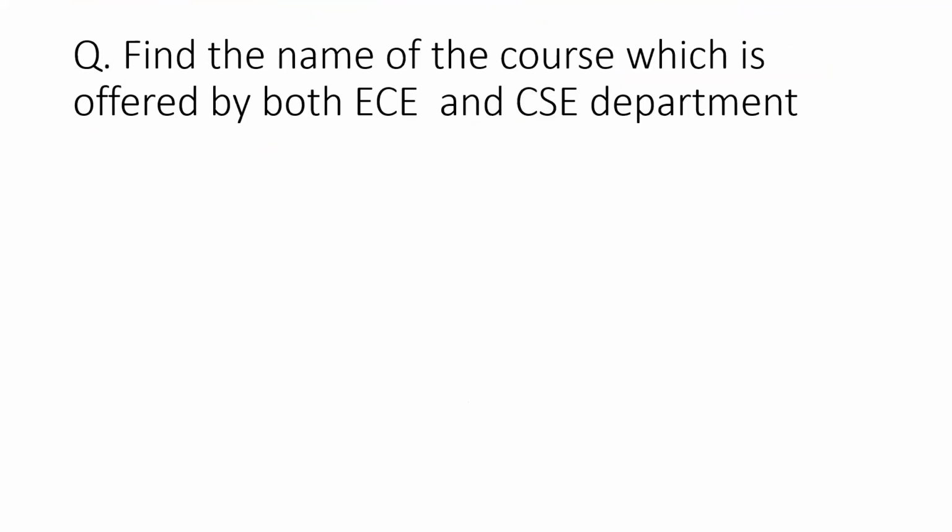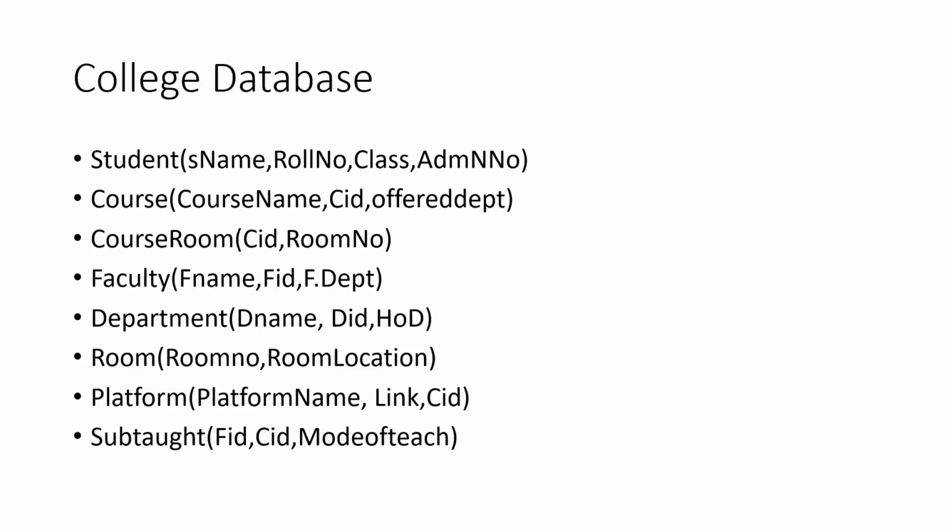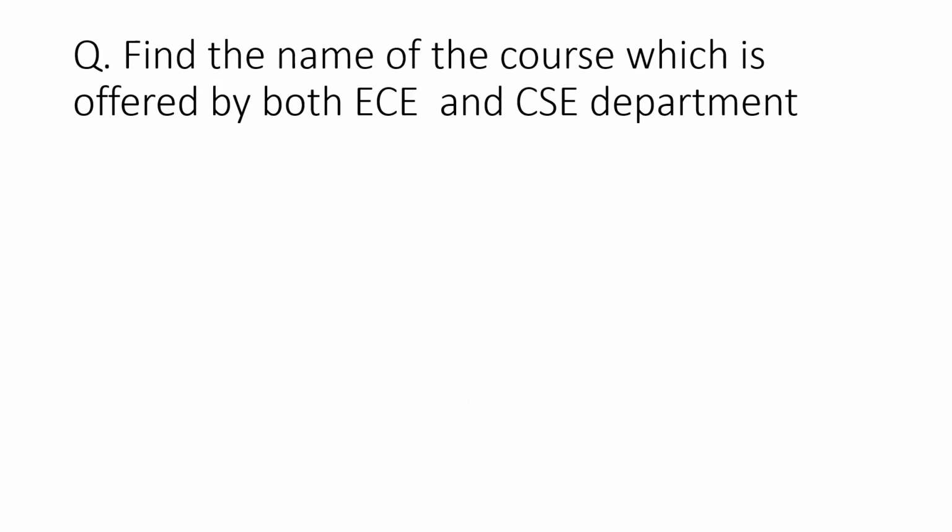For the rest of the questions, we are using this college database. Find the name of the course which is offered by both CSE and EC department. Offered department is in course relation. Course name is also in course relation. So we can use course relation, offered by both CSE and EC department.